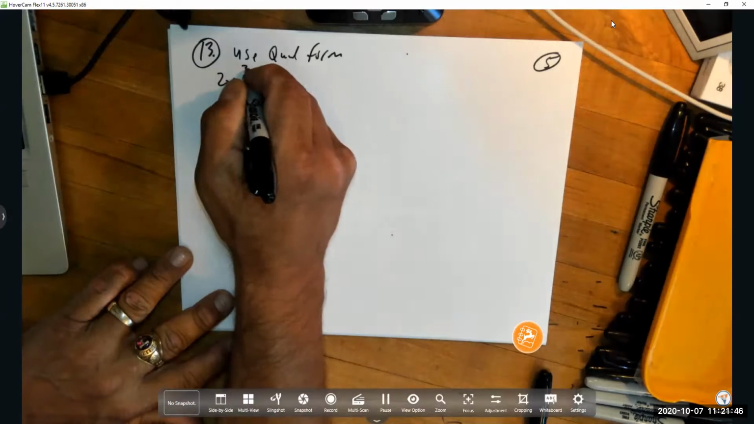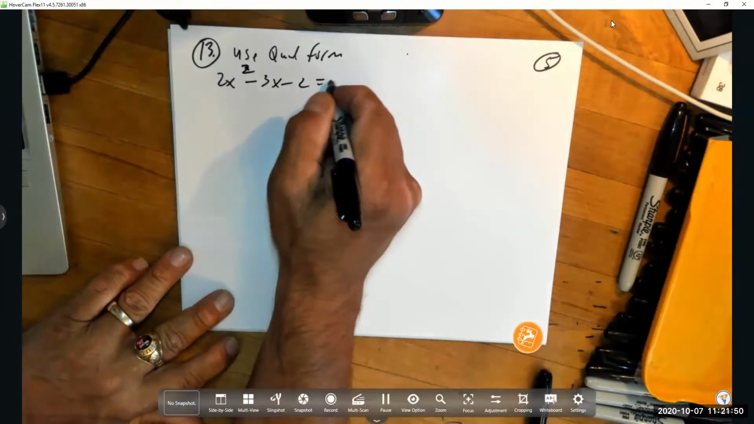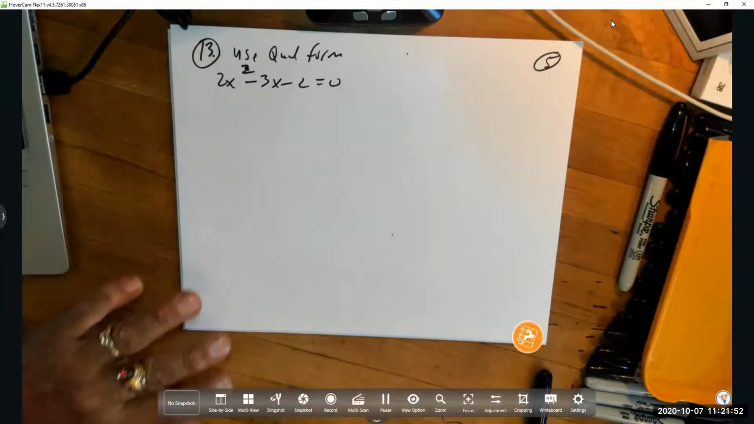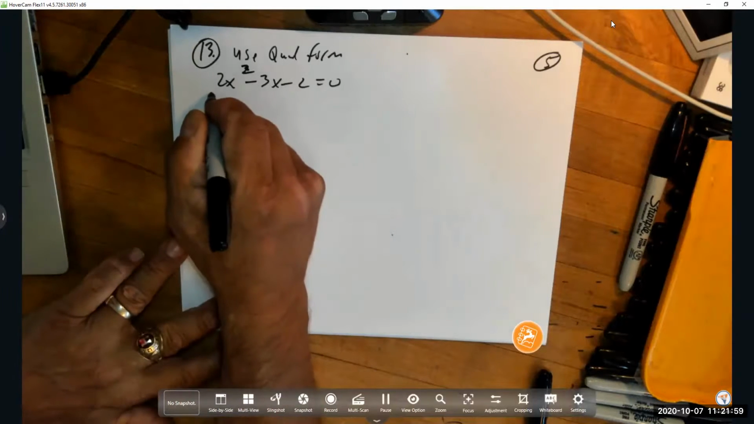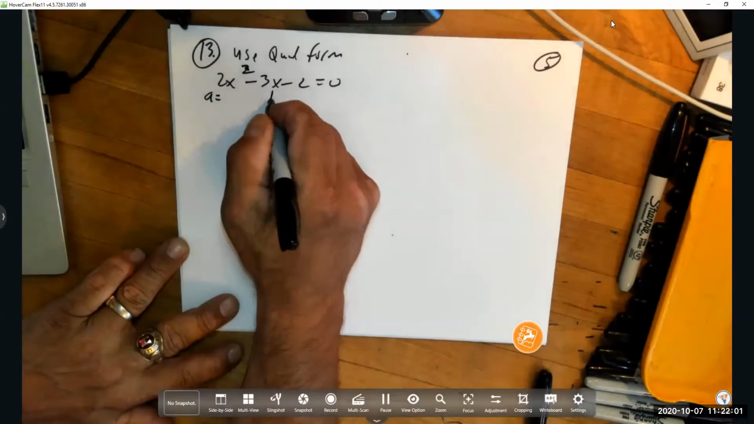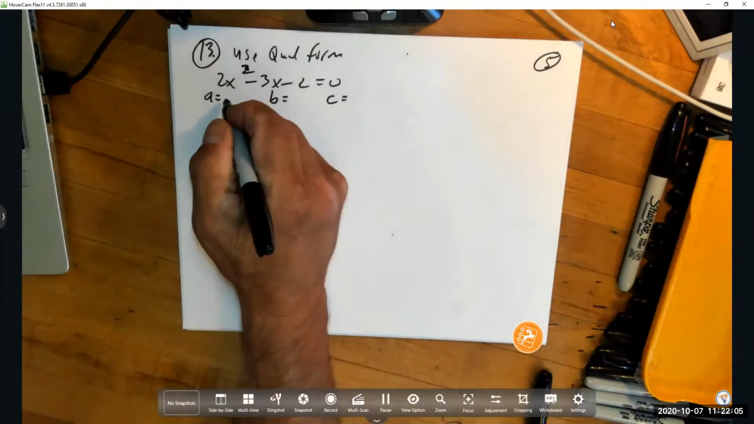2x squared minus 3x minus 2 equals 0. Okay, there's a quadratic function, equation. Now there's a formula. But first, before I even do the formula, give me the A, the B, and the C numbers for this thing. Ready? What is A? 2.